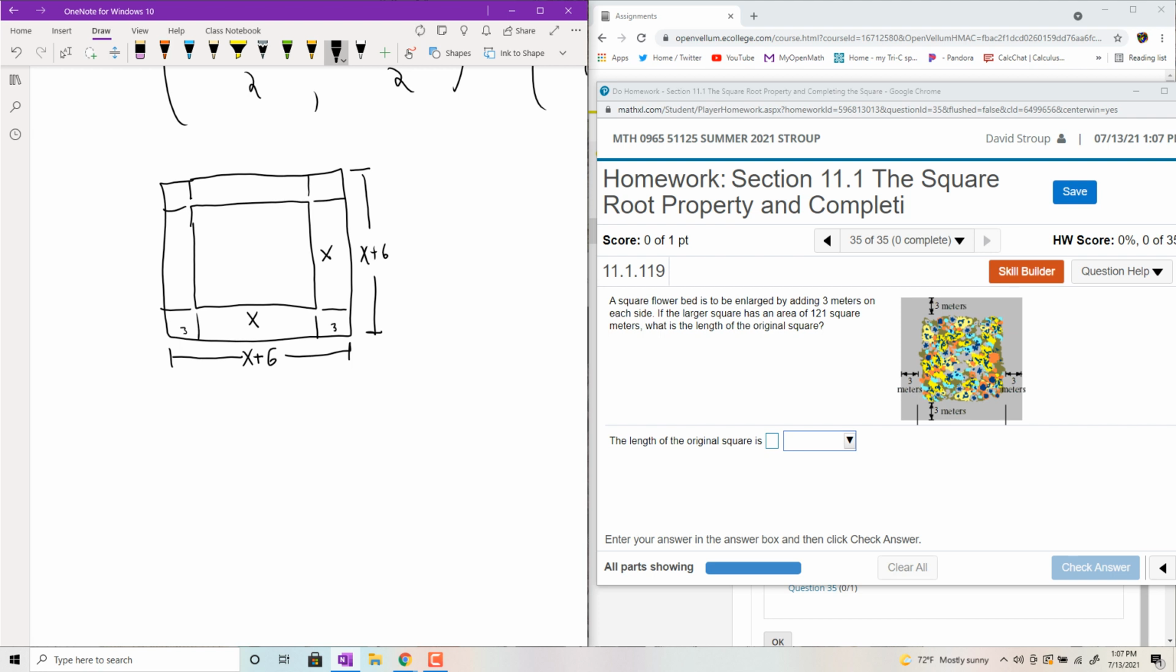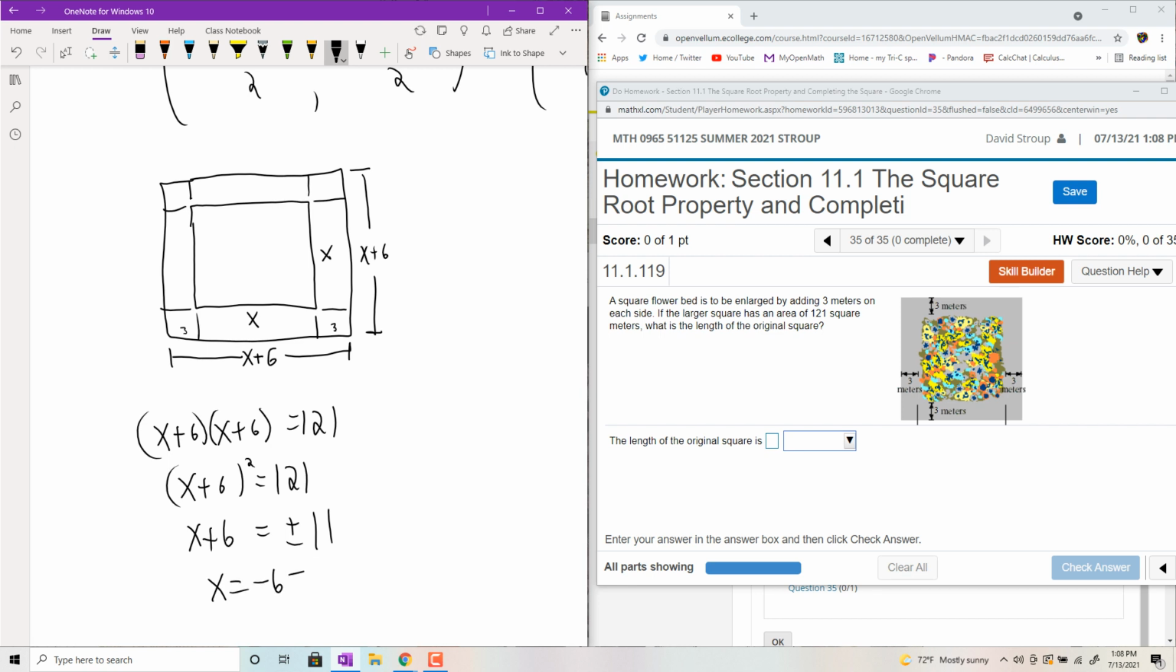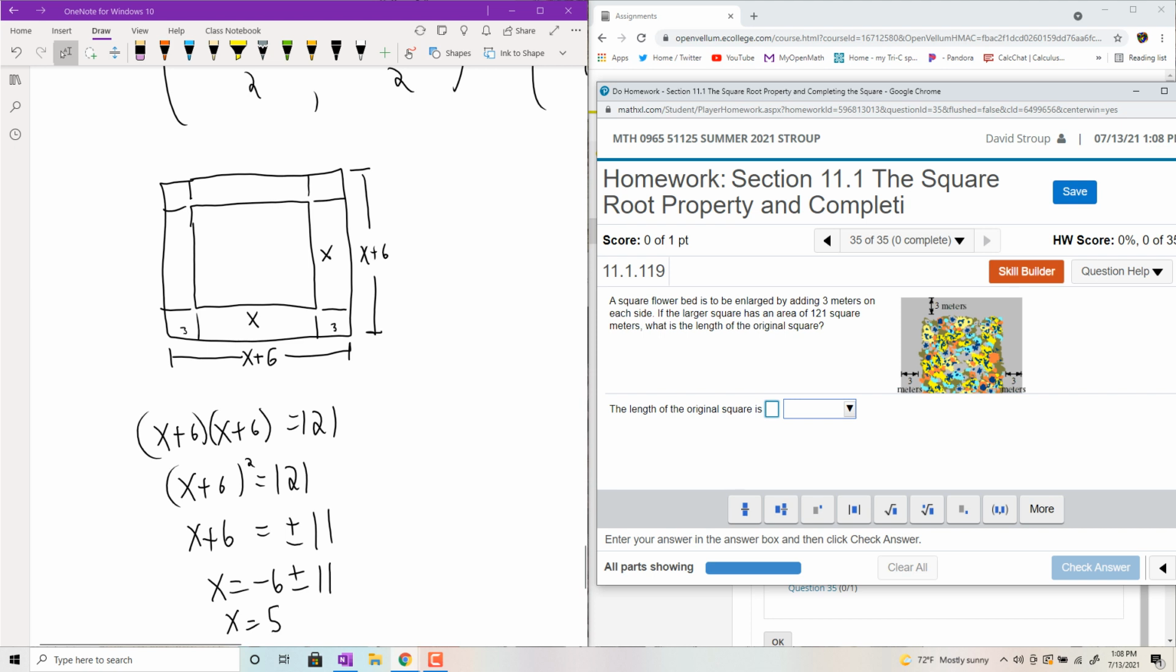And then it's saying that the area is 121. To find area, you just take the sides and multiply them by each other. It's kind of set up to be a square root property problem. So x plus 6 is plus or minus the square root of 121, which is 11. And then subtract 6. Clearly the minus 11 part won't work, so we need negative 6 plus 11, so 5. And that would be in meters.